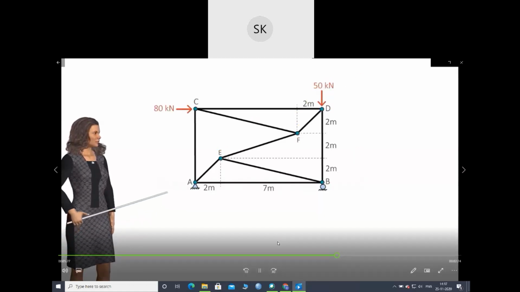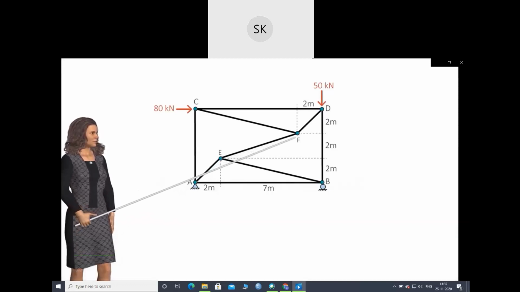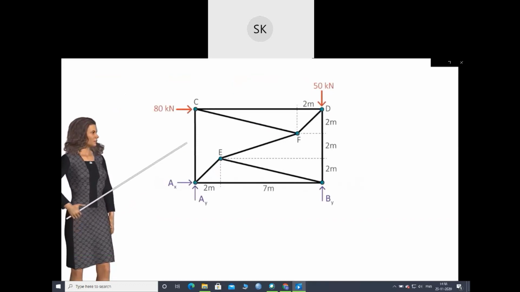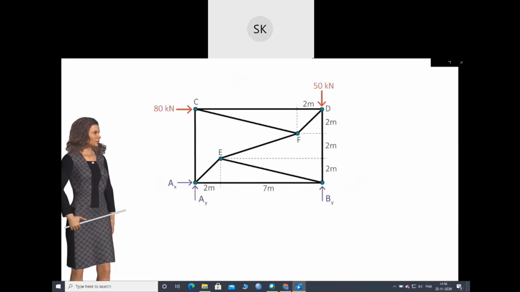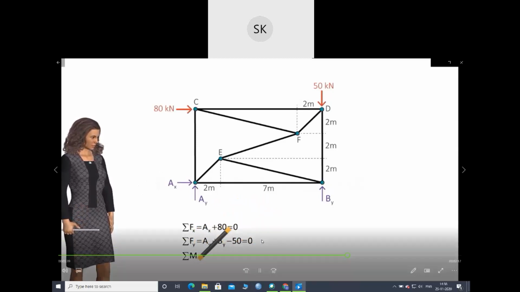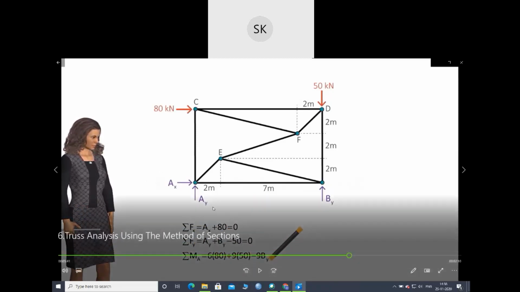Suppose we wish to calculate the force in member EF. We start by calculating the support reactions for the entire truss. Here's the free body diagram of the system, for which we can write 3 equilibrium equations. Summation of all the horizontal forces: this is a horizontal force and this is a horizontal force. Both are in the same direction, so it will be plus AX plus 80.